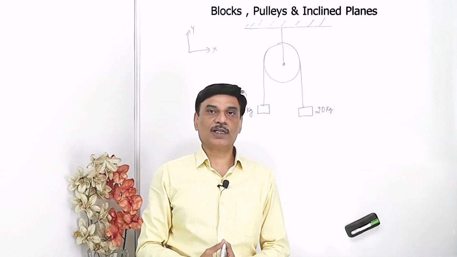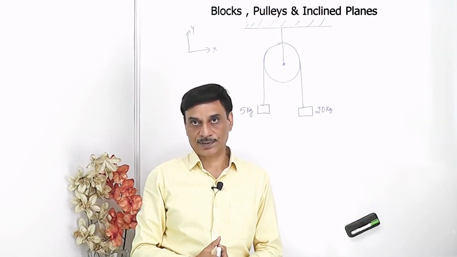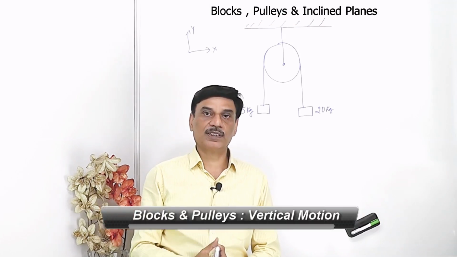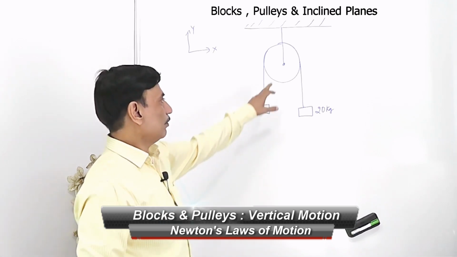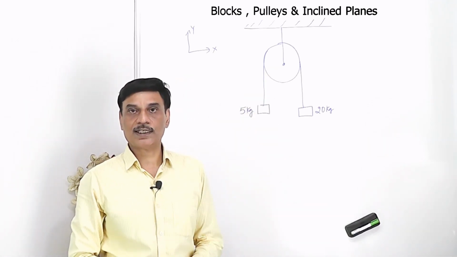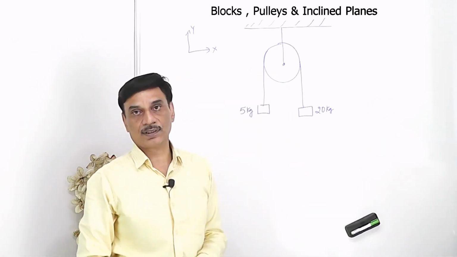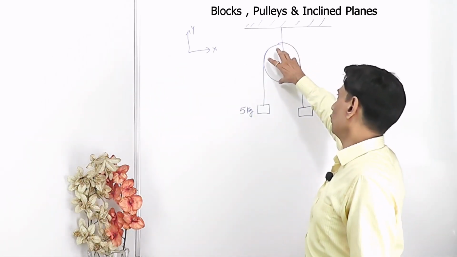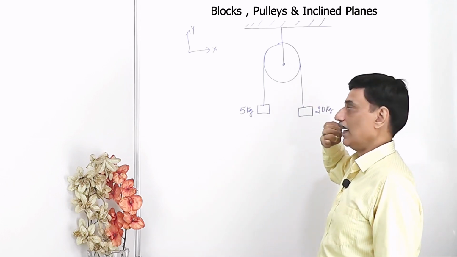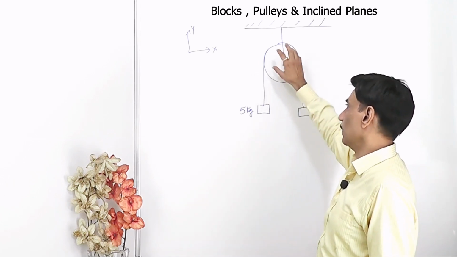Cases where the blocks are moving purely along the y-axis. That is, vertically, their motion is constrained in the vertical direction. Over here we have a pulley. The pulley is massless, it is frictionless, there is no friction at the axle. So there is no force or any torque which is being used over here at the axle. So this is a frictionless pulley, this is a massless pulley.